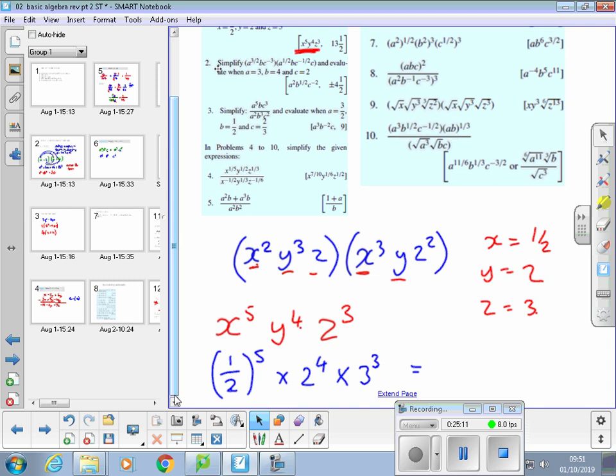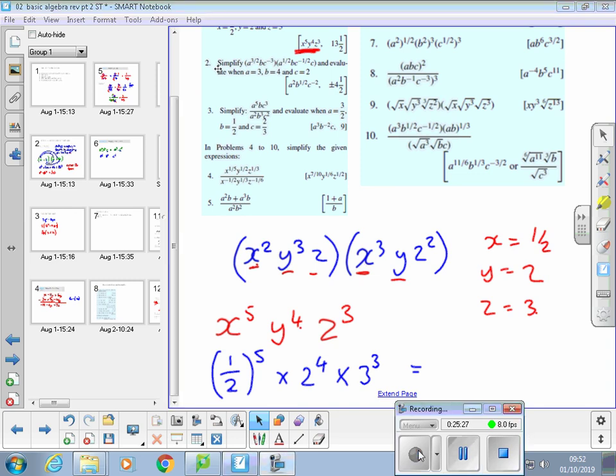How are you putting it in the calculator? I'd put that as a fraction inside brackets and then raise the brackets to the power. So you've got a fraction button on your calculator.